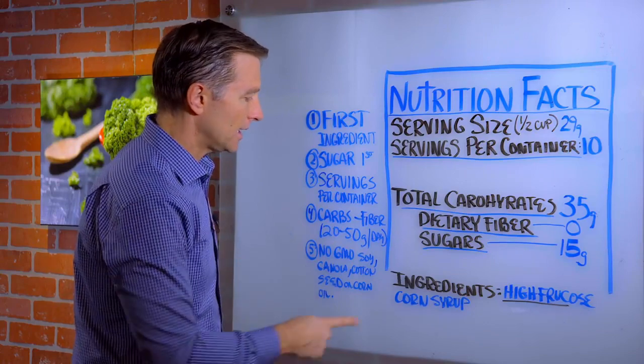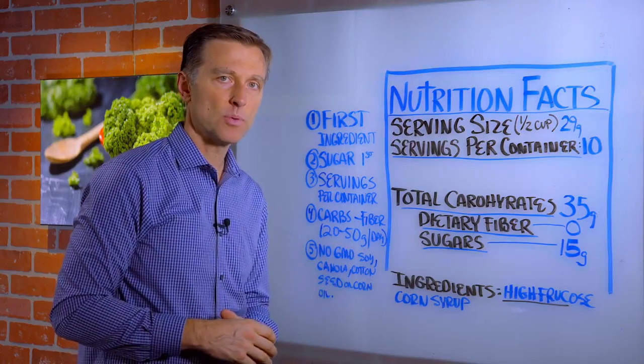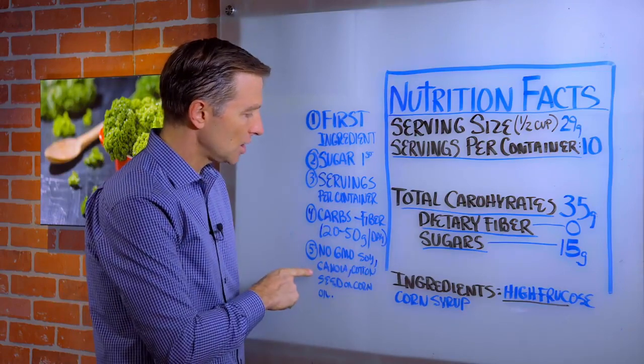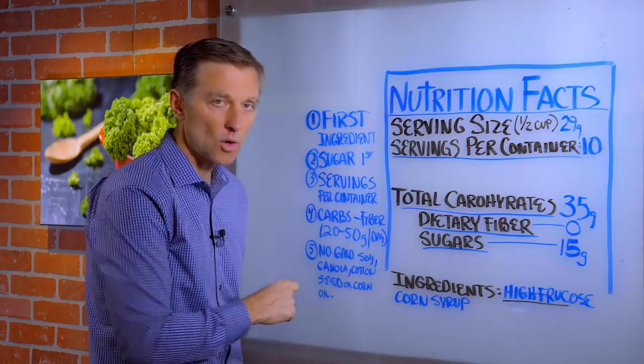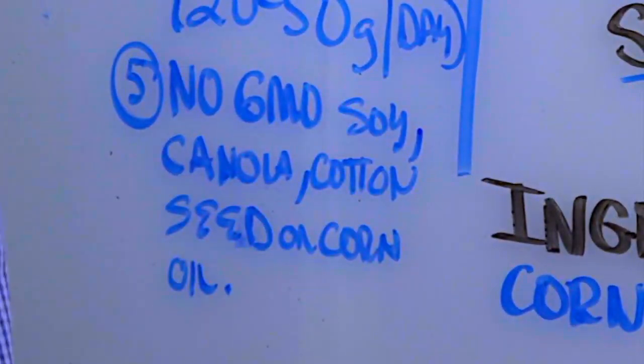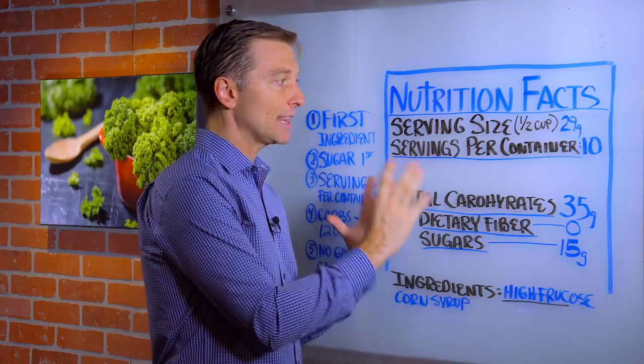Now, the next thing you want to look at is go back to the ingredients and make sure there's no GMO products. Okay, the common ones are soy, canola, cottonseed, corn oil. So you just have to realize that the majority of these oils are nearly always GMO, unless they say organic. So that would be the basic, most important things of reading a label.